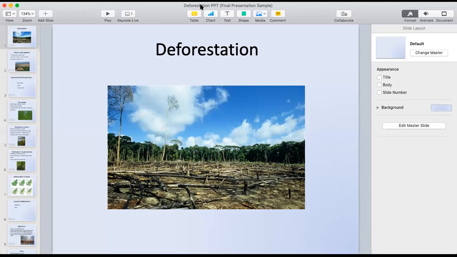So although it has a photo and it looks interesting, the first slide is missing a lot of things according to the task description that we saw together.